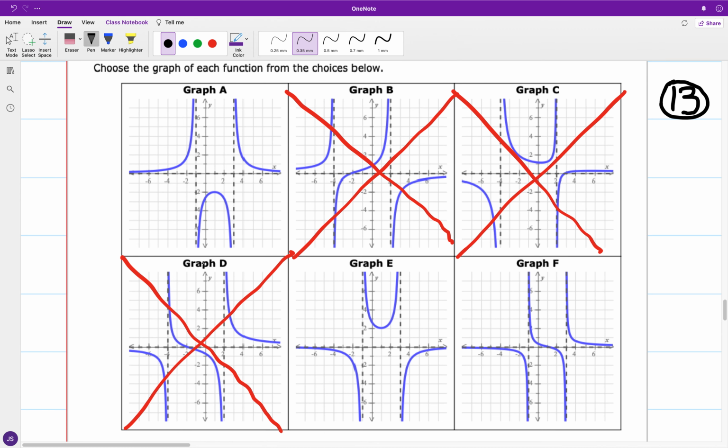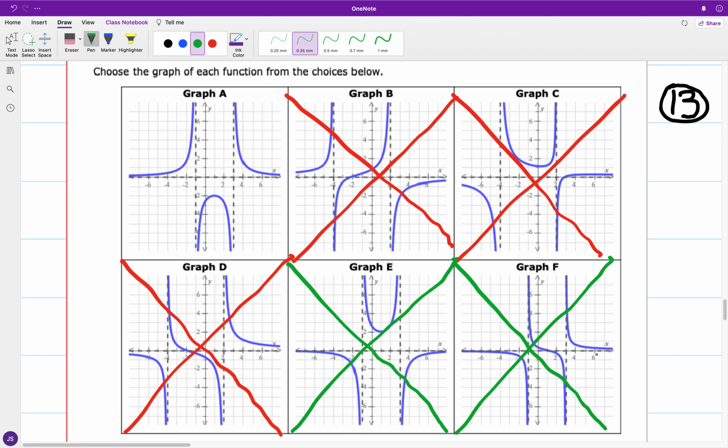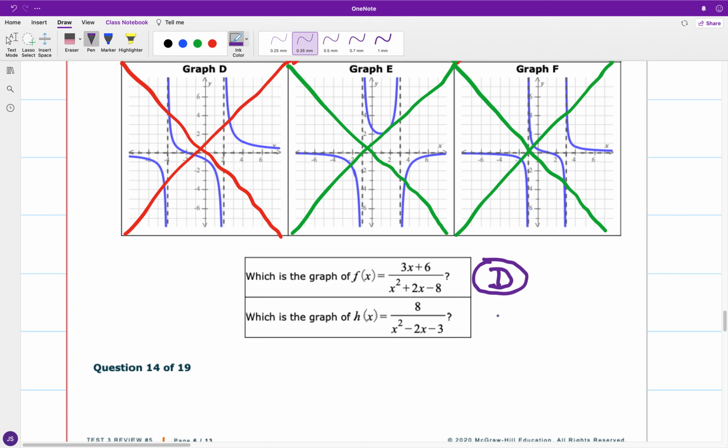That looks good. Graph E, the y-intercept is positive, so that goes out. And for graph F, the y-intercept is positive when it needs to be negative, so that goes out. And so only A remains. So for the graph of h of x, that which will best match is going to be graph A.